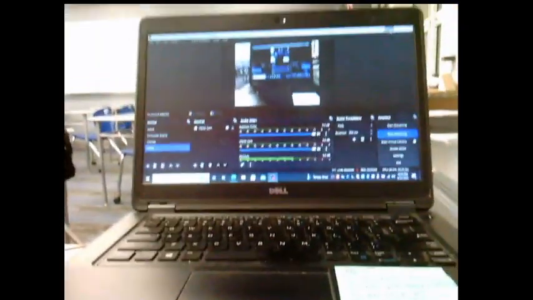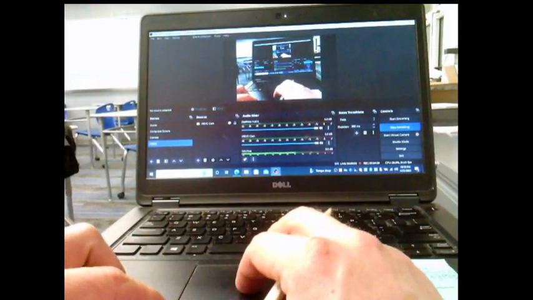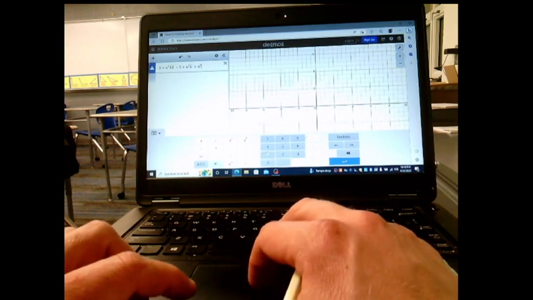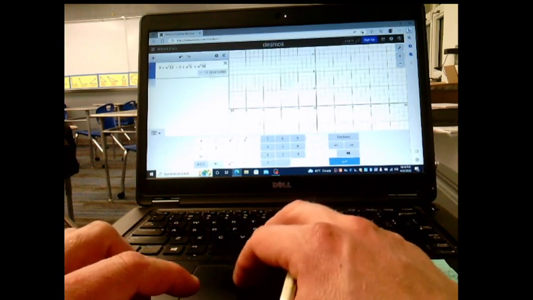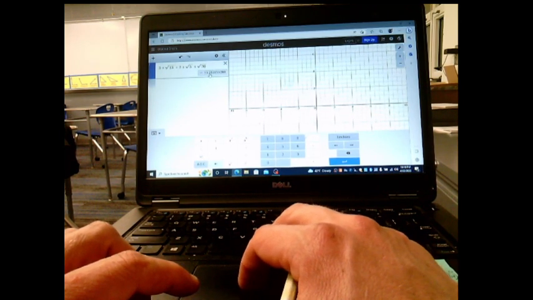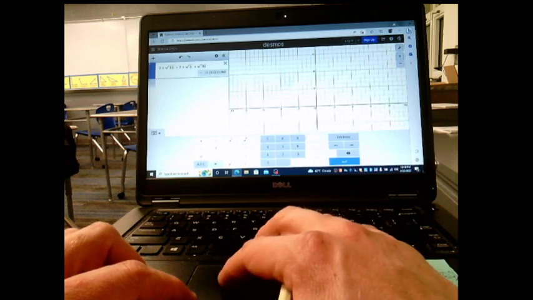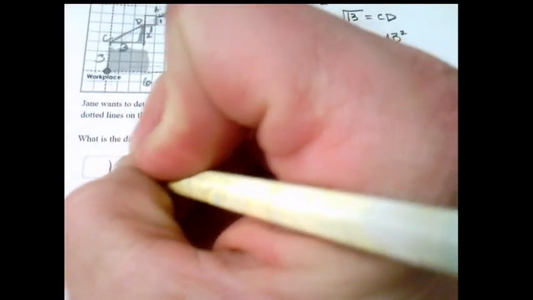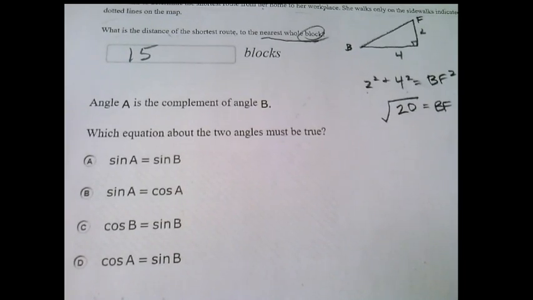Now let's go back to Desmos here and do that. Plus square root of 20. Now you see this? Nearest block. What do you think I'm going to put? Nearest block would be 15 blocks. Okay? So it's approximately 15 blocks from home to the workplace here. 15 blocks.